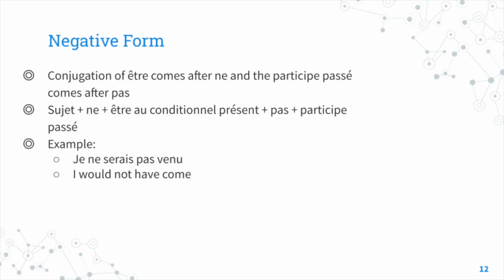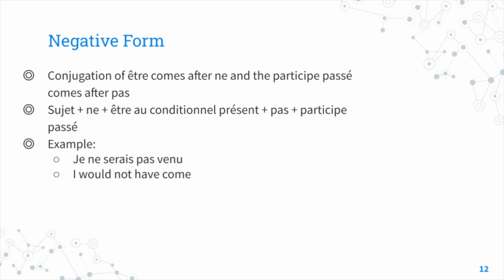Now let's look at how conditionnel passé is conjugated in the negative form. So the conjugation of être comes after ne and the participe passé comes after pas. So the form would be sujet plus ne plus être conjugated in conditionnel présent plus pas plus the participe passé of the verb. For example, we have je ne serais pas venu. I would not have come.